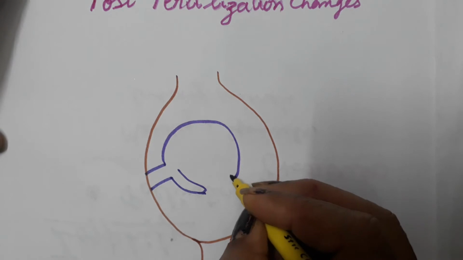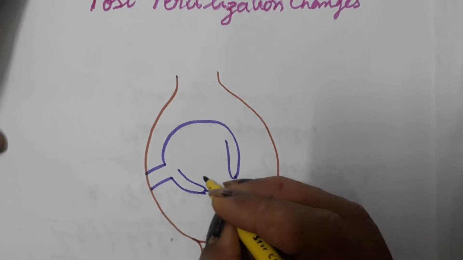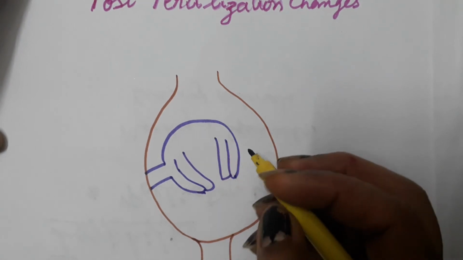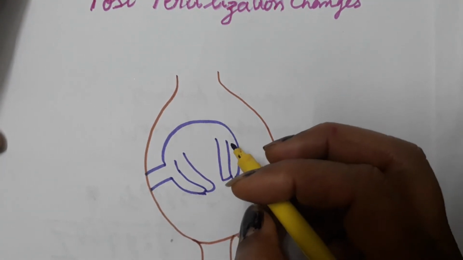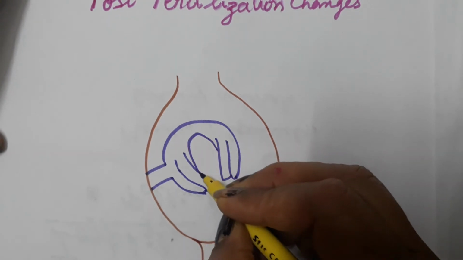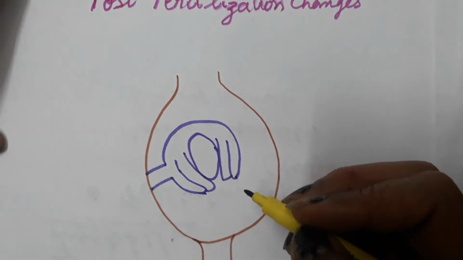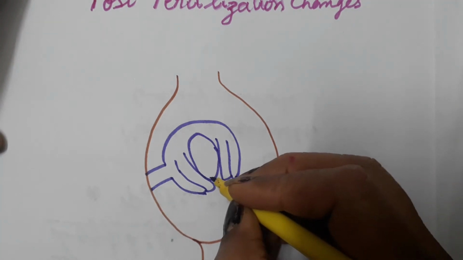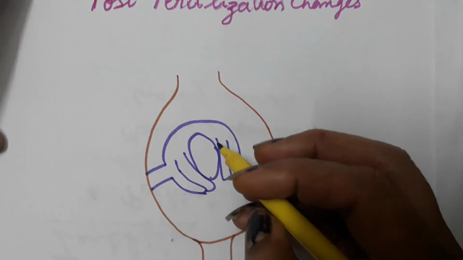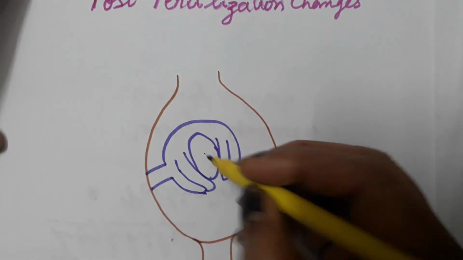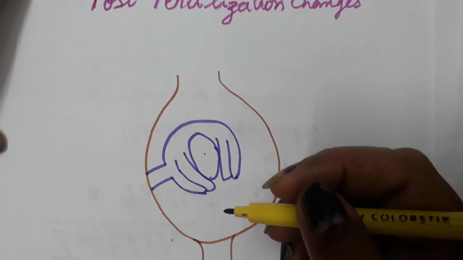It is a bitegmic ovule in which two integuments are there, and inside the ovule there is an embryo sac present. Towards the micropylar end, the egg apparatus, towards the chalazal end the antipodals are present, and in between them two polar nuclei are present.